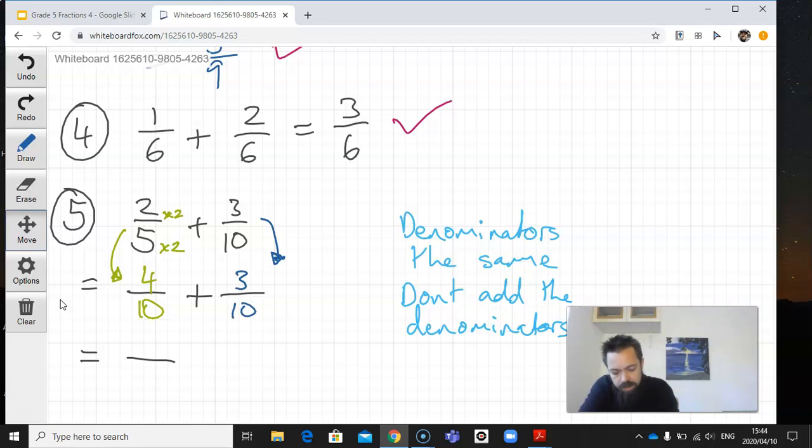Now we have our denominators being the same. Now we can add them, making sure we don't add the denominators, so it doesn't become 20, it stays 10. 4 plus 3 is 7. There's our answer.